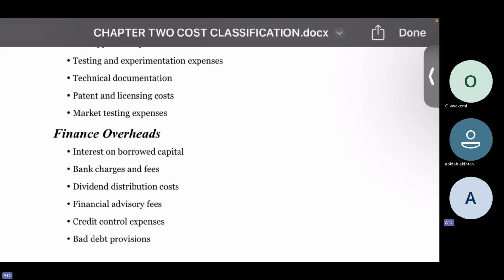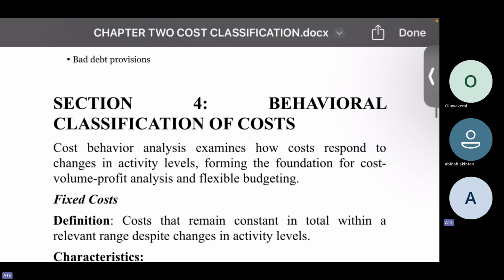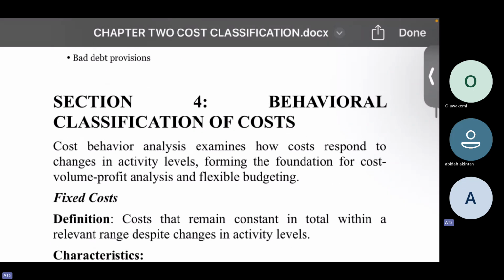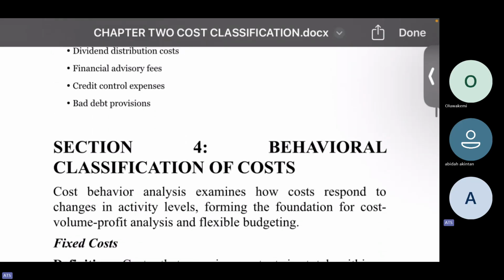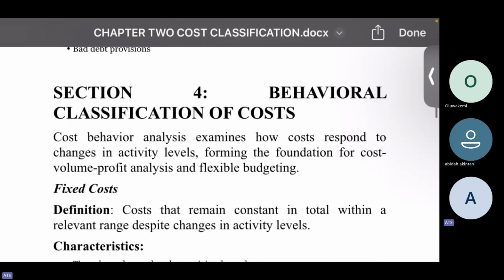Okay. Now moving on, we have behavioral classification of course. So now we've talked about three. We have classified according to elements, we've classified according to traceability, we have classified according to functions. Now let's talk about classification according to behavior.